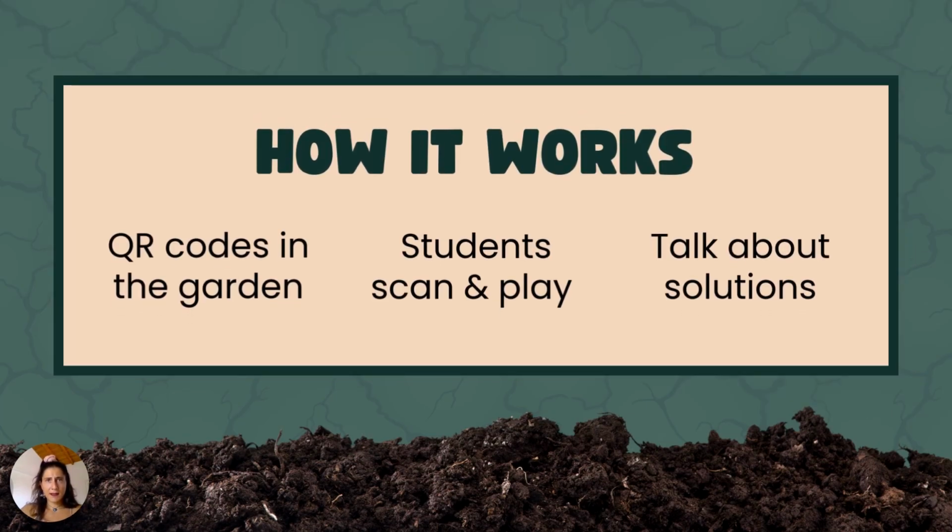QR codes are placed on real plants in the school garden. Students scan them with tablets or phones. They adjust the sliders to change weather conditions, like to make it hotter, wetter, colder. Then groups talk together and think about what they can do to help the plant recover. Ideas like shade nets or drip irrigation come directly from their own discussion.